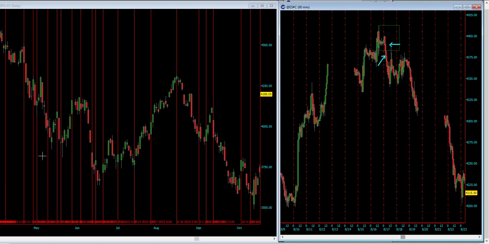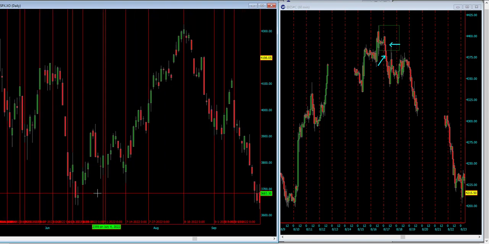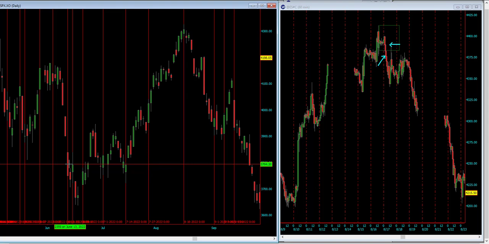At times this happens, right? When you're expecting a turn, but it took an extra day or so. So this is where we are going to play that game. So right here we're expecting the market to go long, for example, June 13th. So let's go to June 13th.